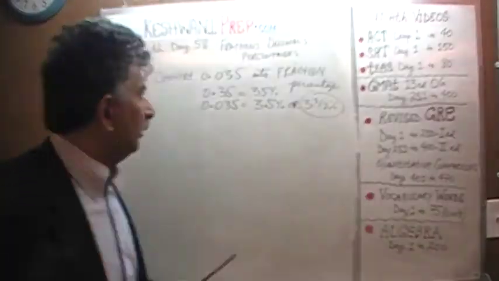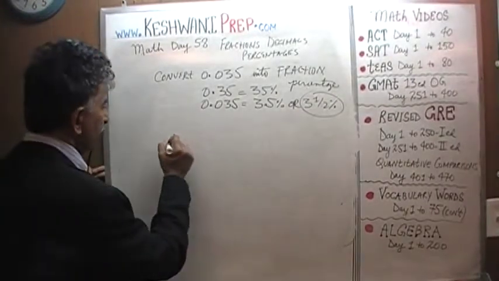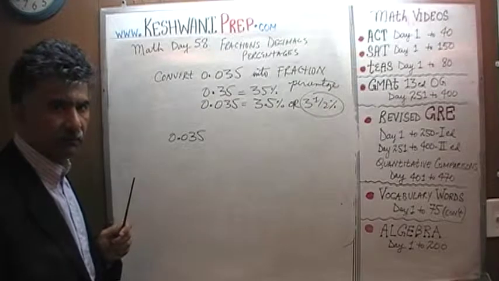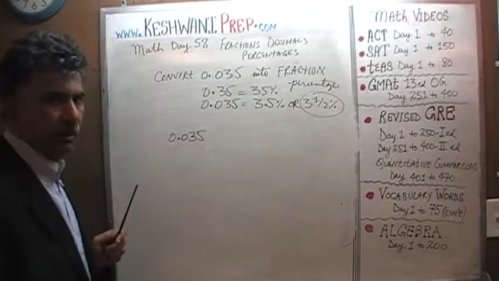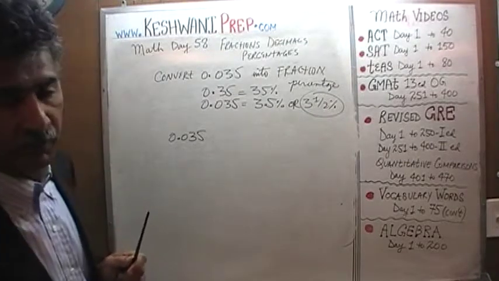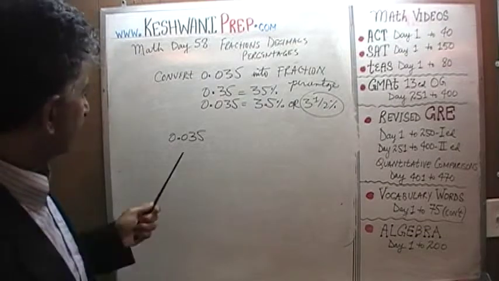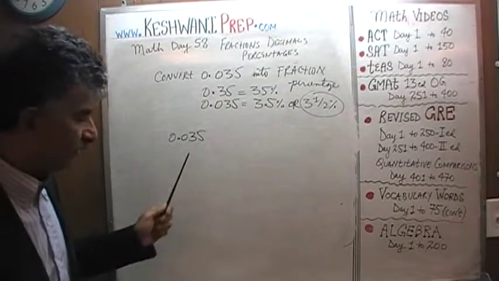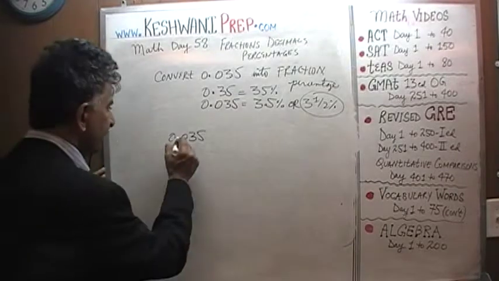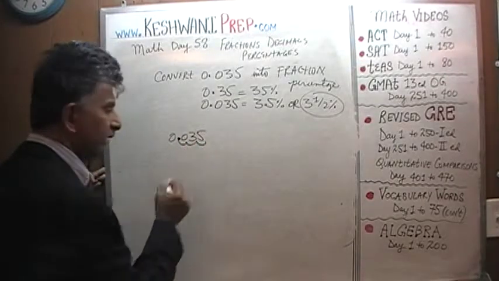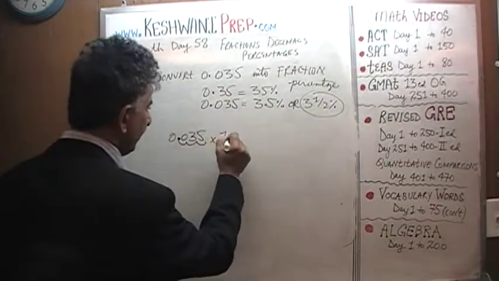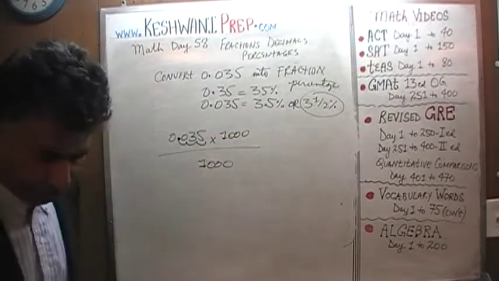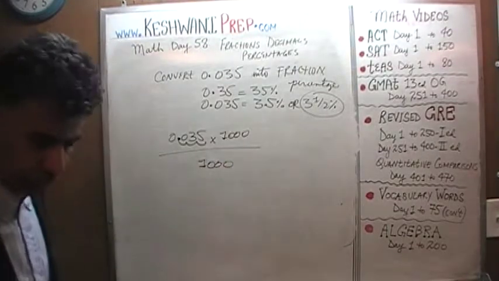So let's do that. We cannot simply leave 0.035 in the more elementary form. We have to keep reducing it if it can be reduced any further. Well, how can we convert this into a fraction? It has three decimal places. 1, 2, 3. Let's multiply top and bottom by 1,000. Watch what happens.